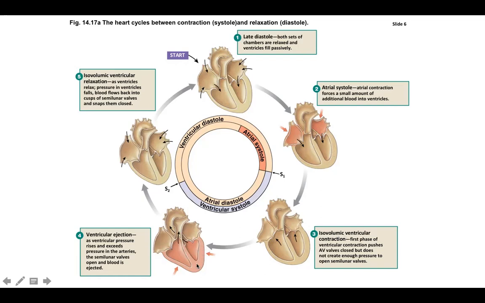Eventually, the pressure in the ventricle exceeds the pressure in the arteries. And when that happens, those semilunar valves open and blood is ejected out. So that's ventricular ejection. And then there is the relaxation phase of the ventricle, whereby eventually the pressure in the arteries is greater than the pressure in the ventricles, and those semilunar valves close. So now you're relaxing against both sets of valves closed, and so that's called isovolumic ventricular relaxation.